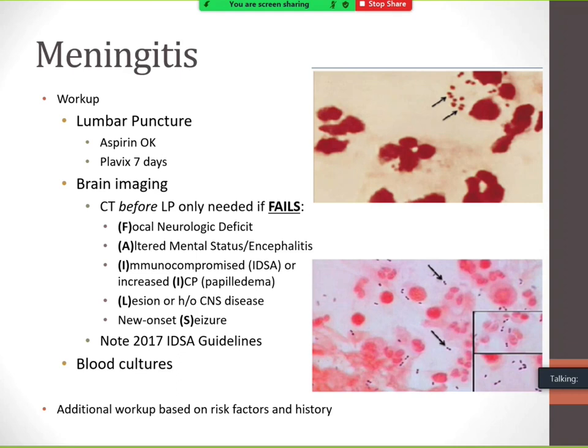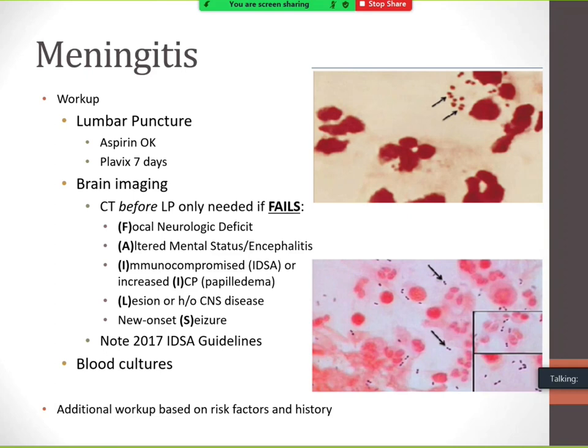So the mnemonic is FAILS. I think that's the one that's in Step 1 and most of the board prep books. So some sort of focal neurologic deficit. Do they have a low GCS when they come in? Altered mental status with it? Are they immunocompromised? Do they have evidence of increased pressure with papilledema or something like that? A known history of a CNS lesion, malignancy, something like that? Or is it a new onset seizure in a patient who's never had a seizure before?